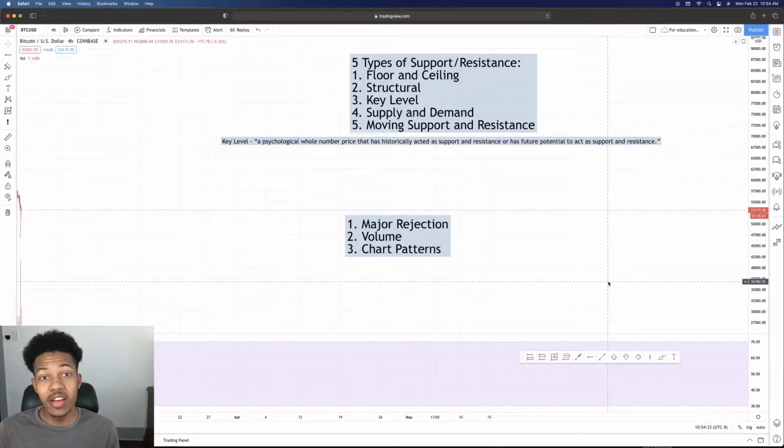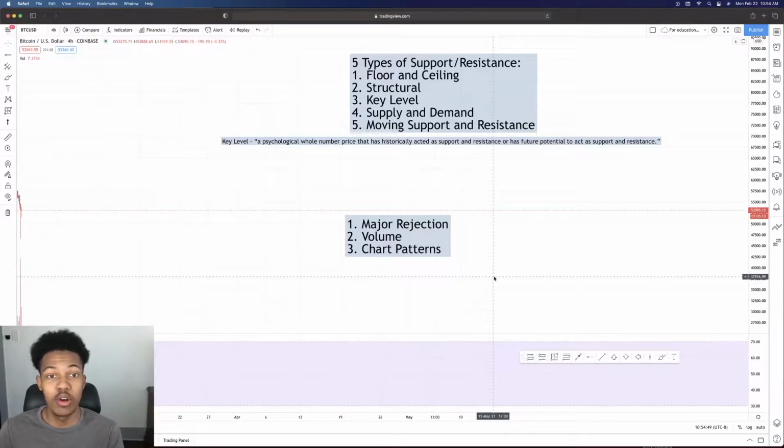Also, since key levels are like future support and resistance, there are a few ways that you can know if price is actually confirming these levels as support and resistance as price approaches these levels. So the 3 ways that I use are major rejection, volume, and chart patterns. And I'll also show you examples of these once we go onto the charts.